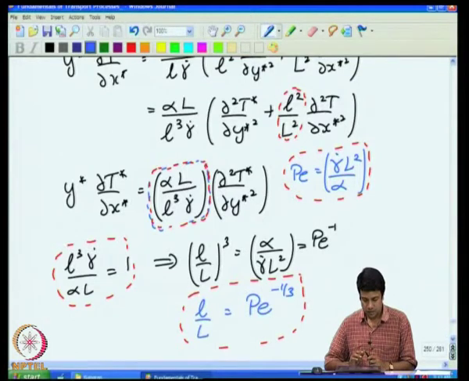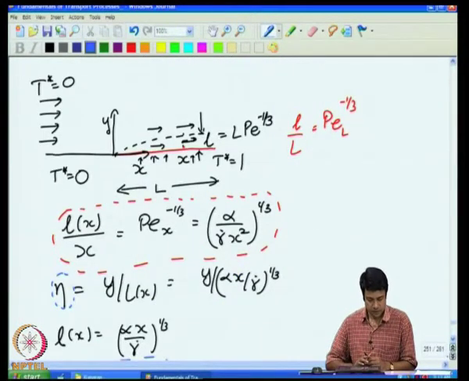So, this small l goes to 0 as Peclet number goes to infinity in such a way that if I scale y by this small l, then the cross stream diffusion continues to be of the same magnitude as convection, even as the Peclet number becomes large.